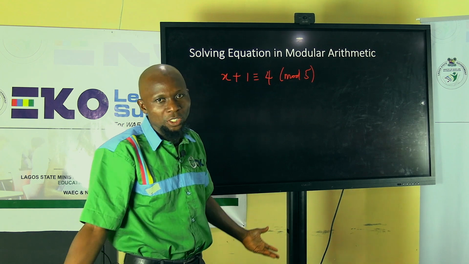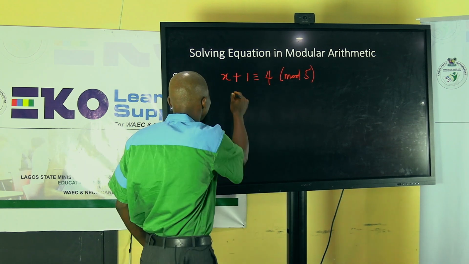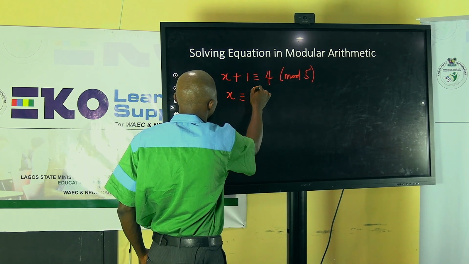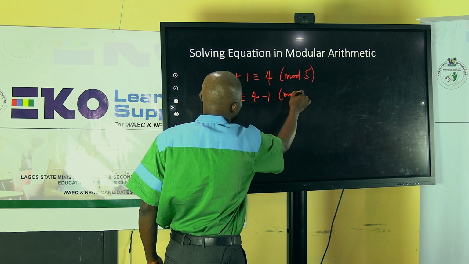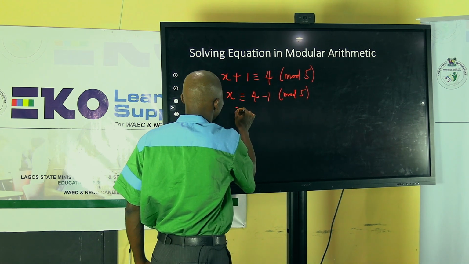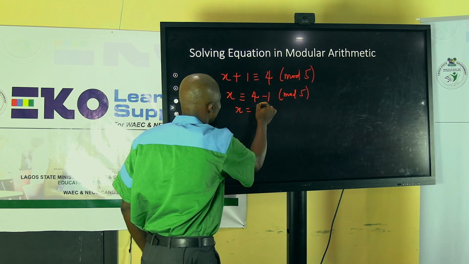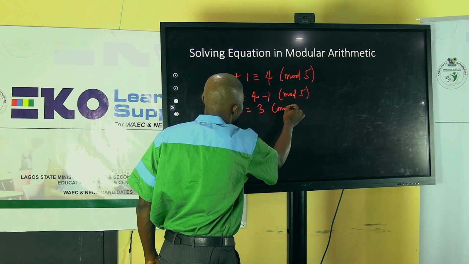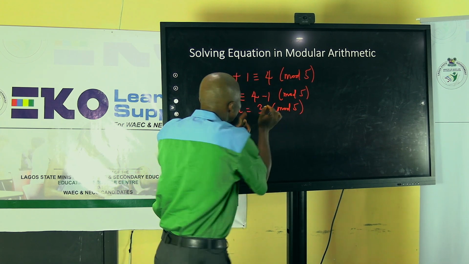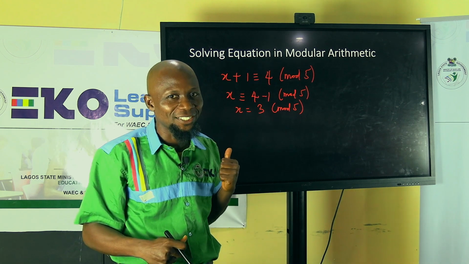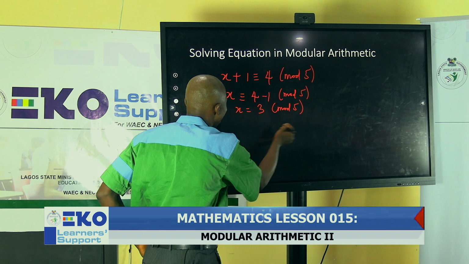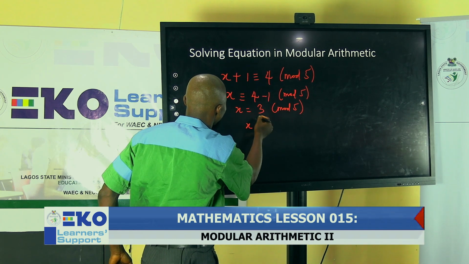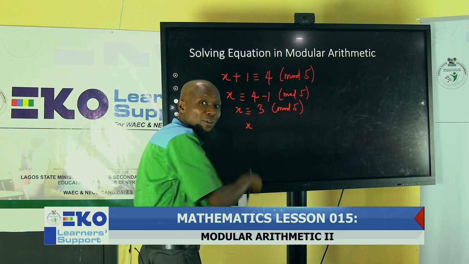The normal way you solve your linear equation. So what do we do? x is congruent to 4 minus 1 modulo 5. So x equals 3 modulo 5. So this is the simplest answer. This is not the only answer, but this is the simplest answer. So all other answers could be x is congruent to 3.